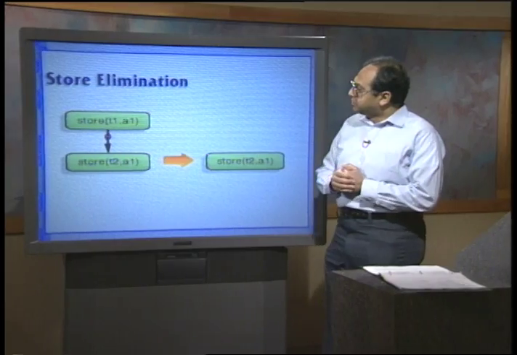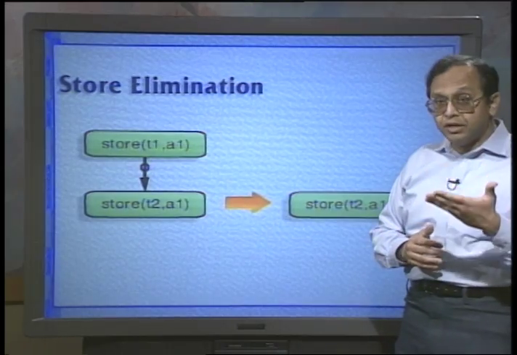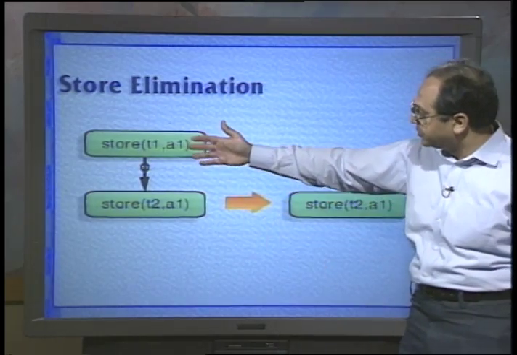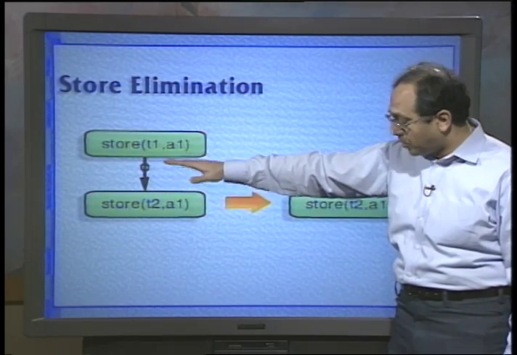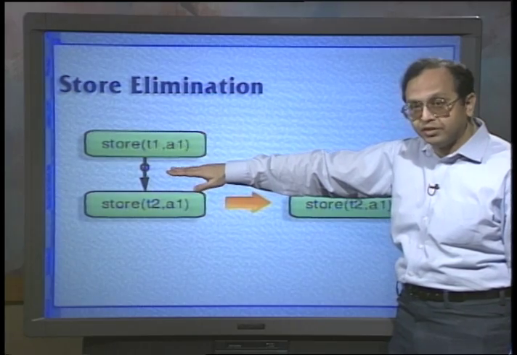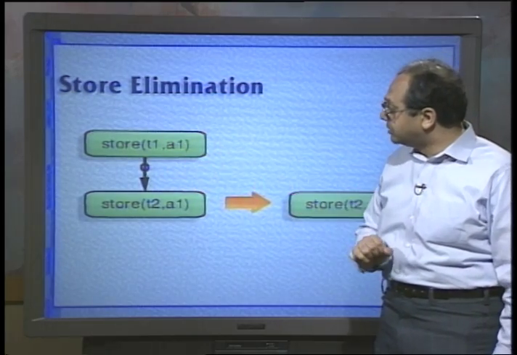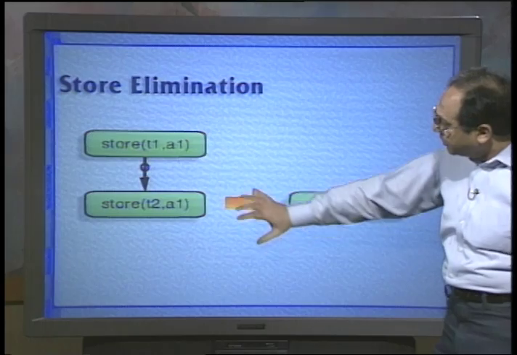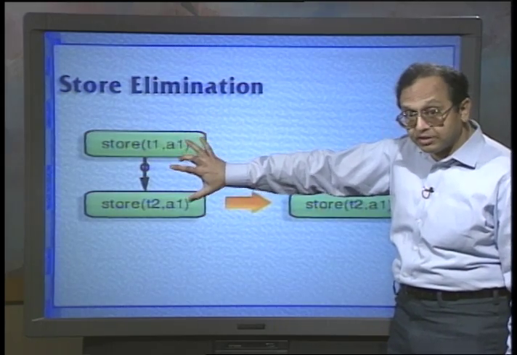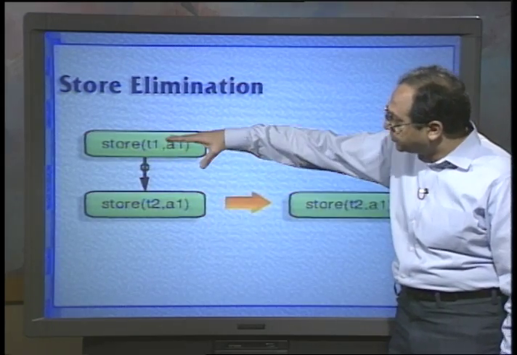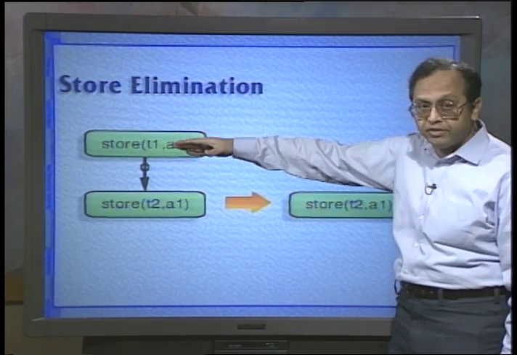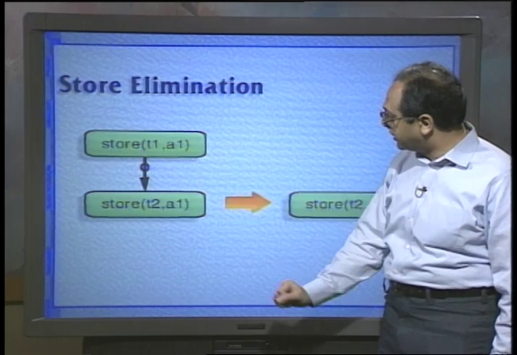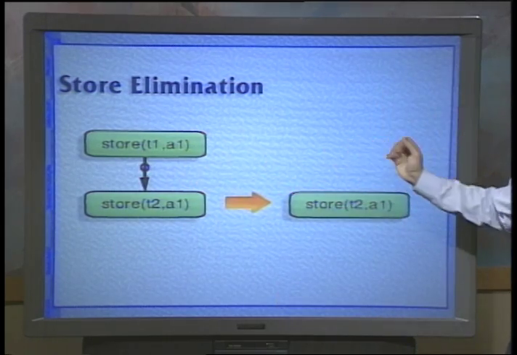You can similarly do store elimination. After you've done load elimination, you might end up in a situation where you have two stores, one following the other, with no intervening load that could be to the same address. Now, if we can prove that these two stores are to the same location, then this first one is redundant, because the value stored by this store is not ever accessed by anyone before it's overwritten. And in that case, we can eliminate that store.